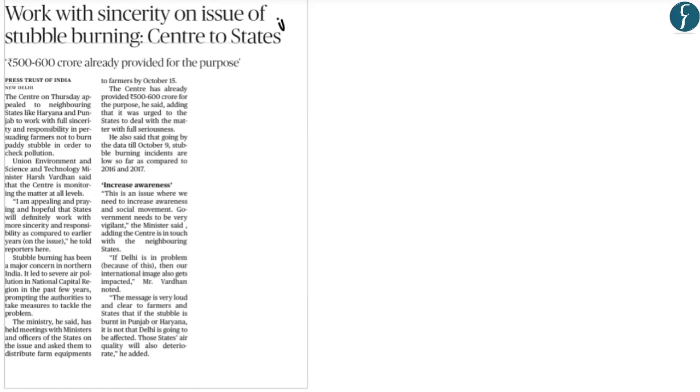Now we have taken this article from page 2. What this article talks about is that the central government has asked the Haryana government and the Punjab government to ensure that there is no stubble burning so as to control the air pollution that engulfs the northern part of India during the winter months.